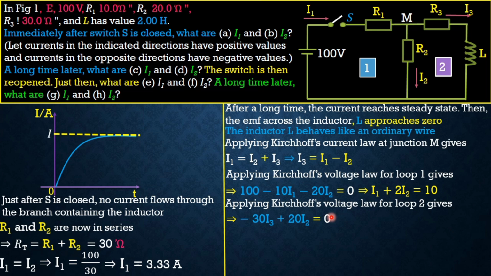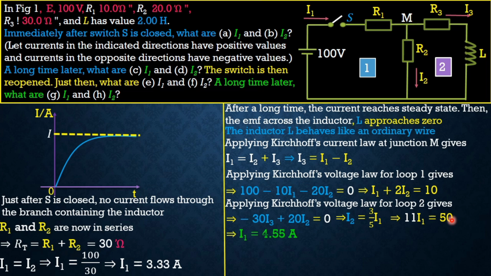Good. So if we simplify a bit, we are going to have our I2 equal to 3 over 5 I1. Keep in mind that our I3 is I1 minus I2, so if we substitute the value here and simplify, we get I2 equal to 3 over 5 I1. So if we substitute I2 equal to 3 over 5 I1 into our equation, we are going to have 11 I1 equal to 50.